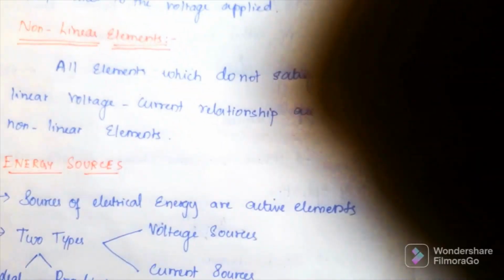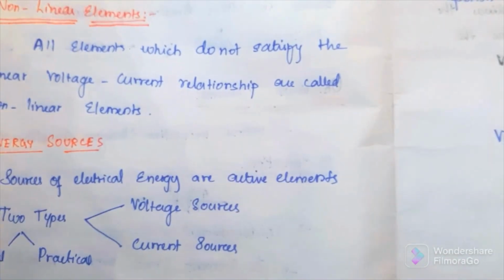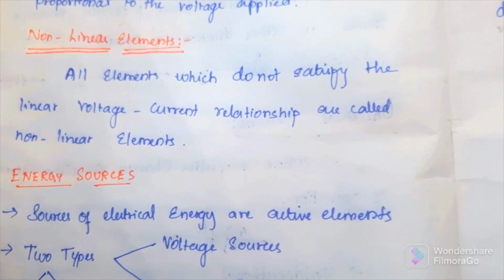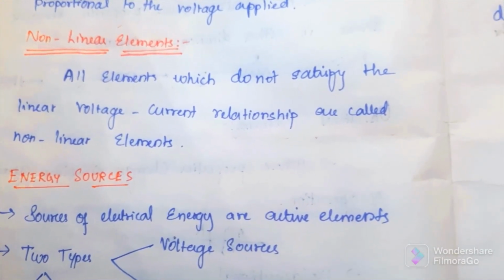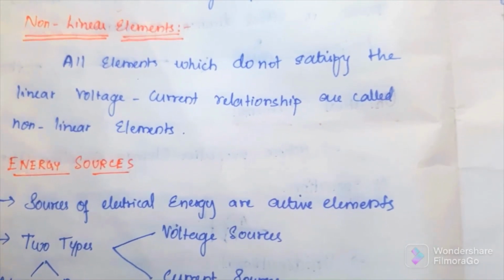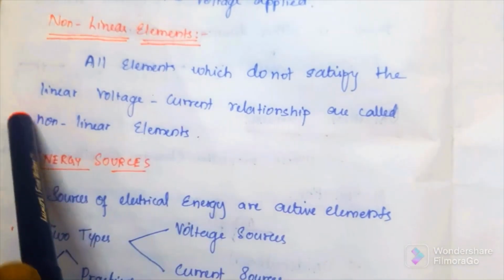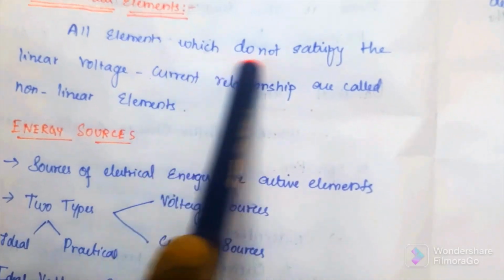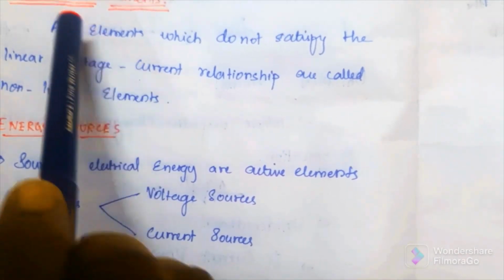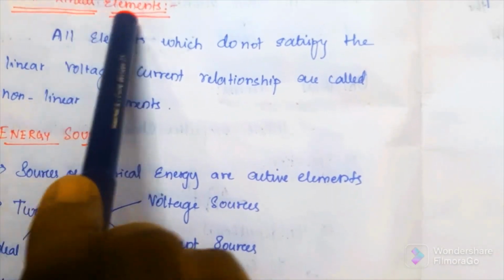Next one is non-linear element. Non-linear element means all elements which do not satisfy the linear voltage to current relationship. That is called non-linear elements. So in a non-linear element, it does not satisfy the voltage to current linear relationship.